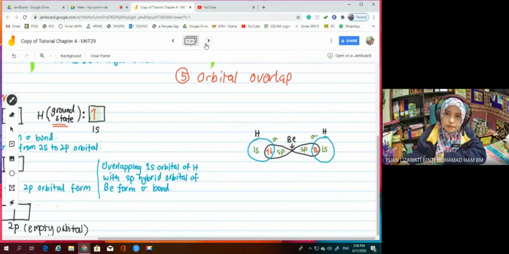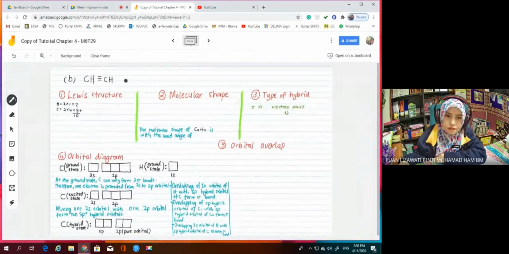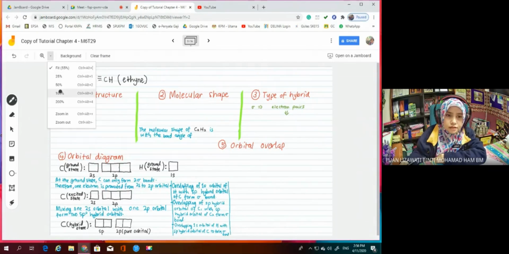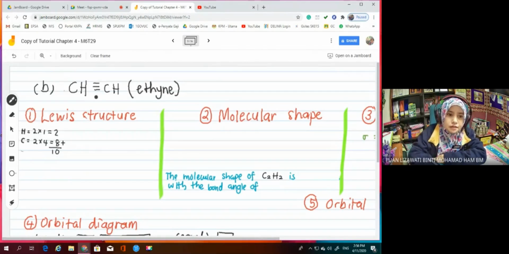So now we take a look at the second question. Alright, so CH triple bond CH. This is also known as ethyne. Right, so the first step, what should you do? You have to start with the Lewis structure. So you have to calculate the total number of valence electrons. As you can see here, there are two central atoms present, which refer to the carbon. As for the hydrogen, it always becomes the terminal.